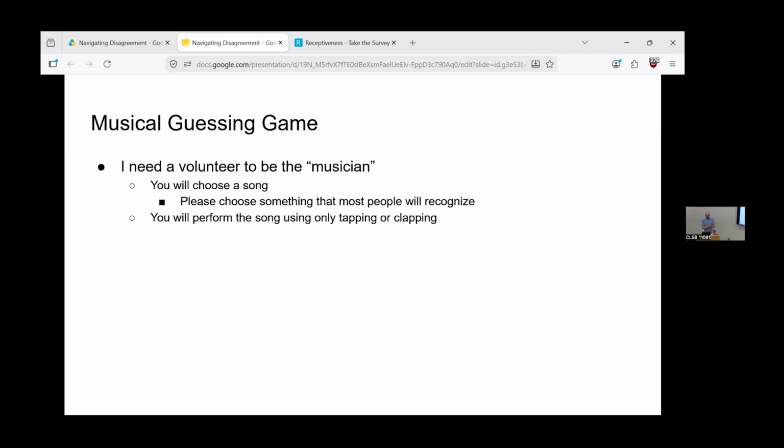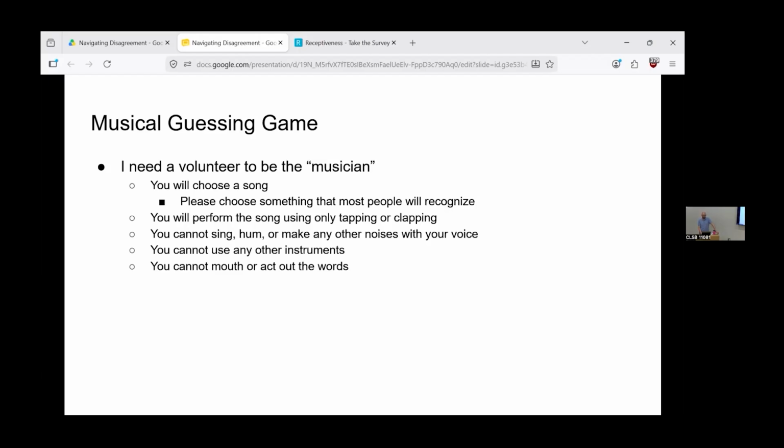clapping. You cannot sing, hum, or make any other noises with your voice. You cannot use any other instruments. You cannot mouth or act out the words. So it is just the rhythm of the song. Everyone else, whether you're in the room or you're online, will be a listener, and you need to try and guess what song the musician is performing.